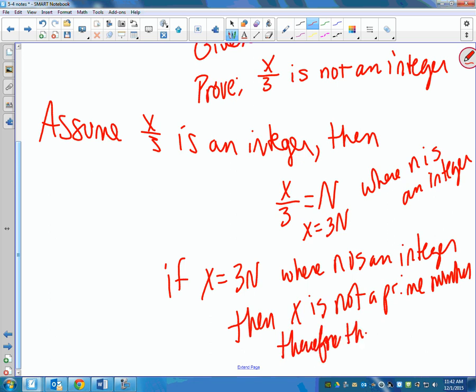Therefore, this is a contradiction. Pretty much you could say that at the end of every proof. This is a contradiction. So, x over 3 is not an integer. So you can say, this is a contradiction, so what I was originally trying to prove has to be true.